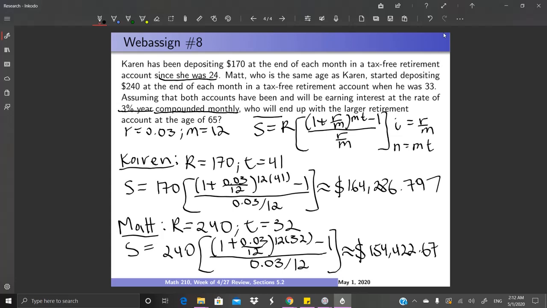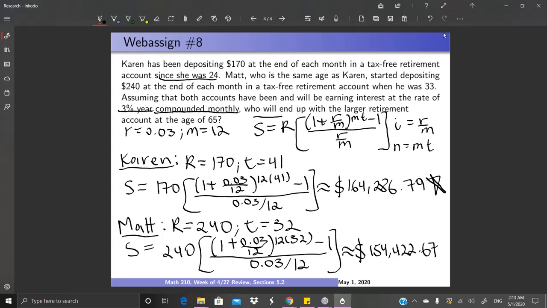Then you look and see, by the time they're both 65, who has more money? Well, obviously, Karen has more money. So Karen ends up with the larger retirement account. And hopefully that makes sense. Even though Matt is putting away more money per month, he waited until much later on. He waited 9 years after Karen was already making deposits to start making his deposits. So even though his deposits are much bigger, it doesn't make a huge difference in the end because Karen ends up with the most money here. All right, so Karen wins.